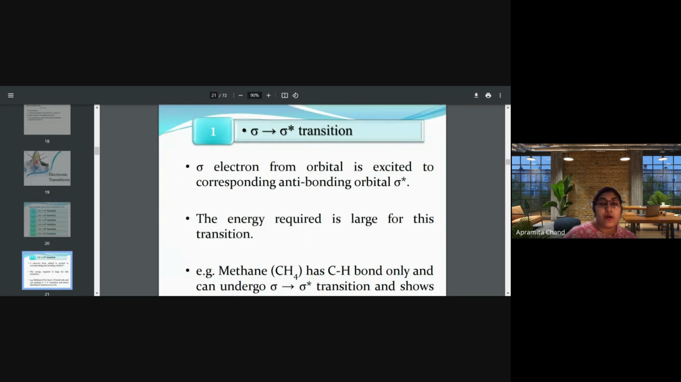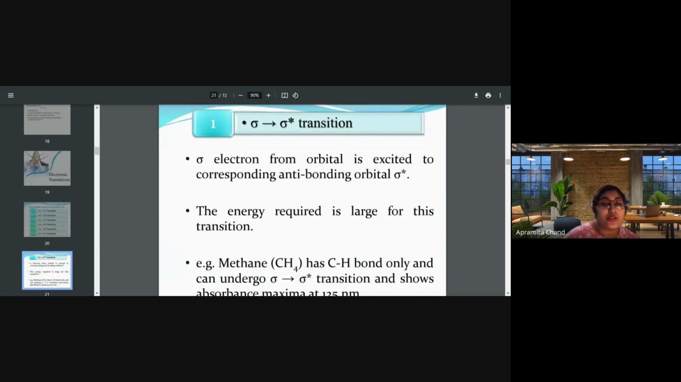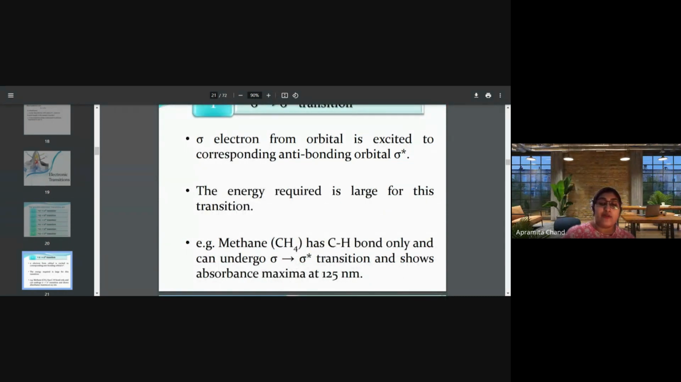Now let us talk about the sigma to sigma star transition. So what is the star? Star represents an antibonding orbital. Here, the sigma electron from an orbital is excited to the corresponding antibonding orbital, and a large amount of energy is required for the transition. For example, in methane you have only sigma bonds, CH bonds. So it can undergo a sigma to sigma star transition, and the absorbance maximum is shown at 125 nm.